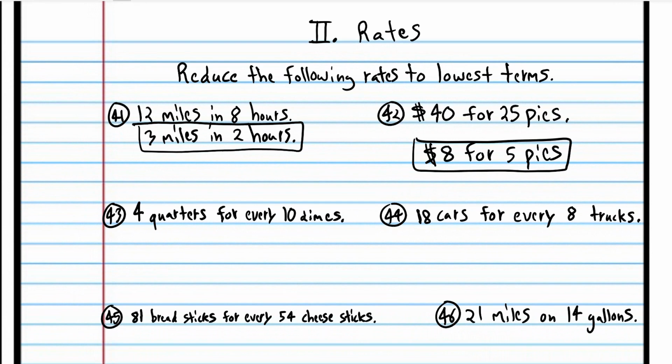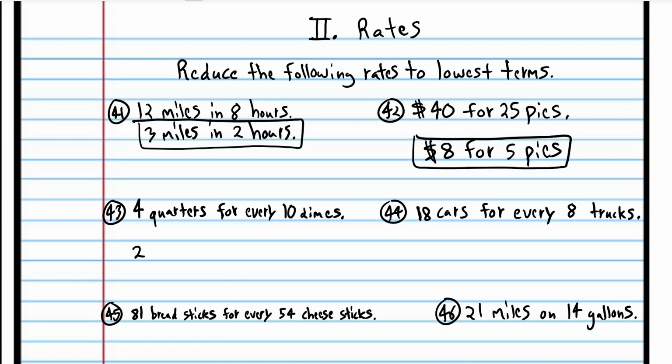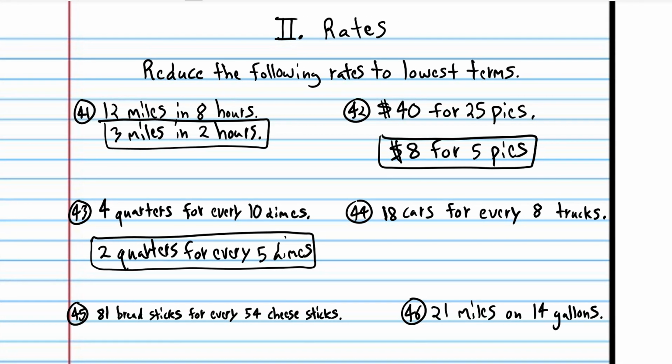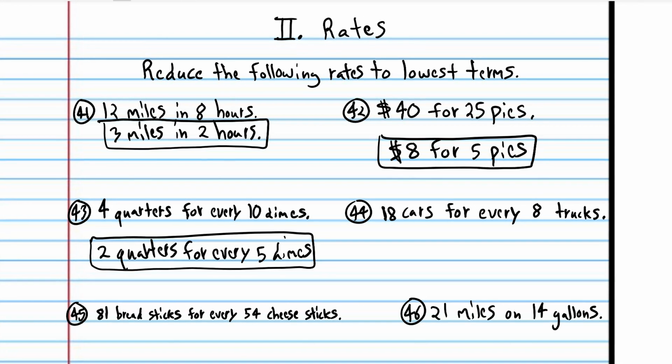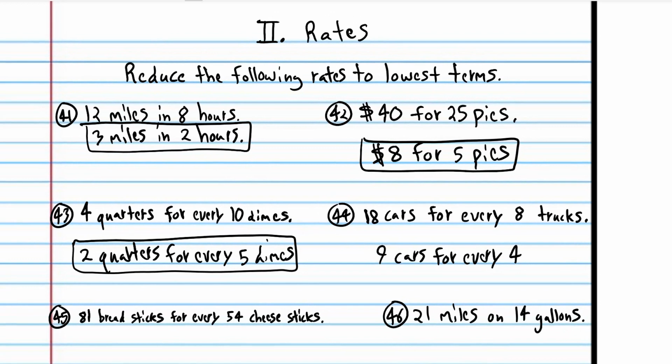All right, we're back. You can divide both those numbers by 2, and you get 2 quarters for every 5 dimes. That's the rate in lowest terms. Try number 44, and when you come back, we'll do it together. All right, we're back. You can divide both those numbers by 2. 18 divided by 2 is 9. And 8 divided by 2 is 4. So if you got the right answer, good job.